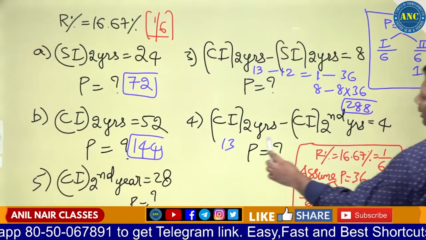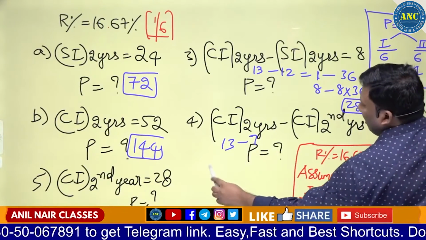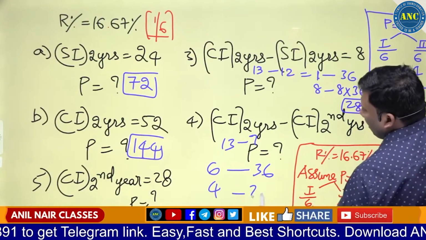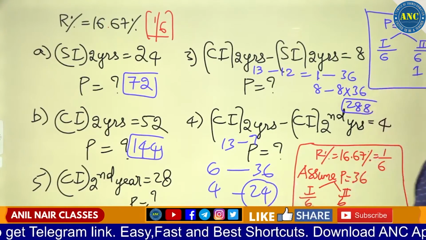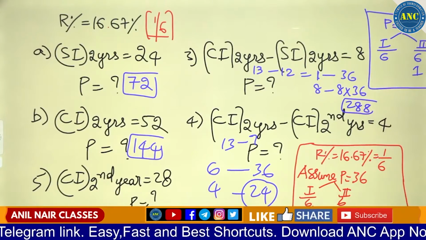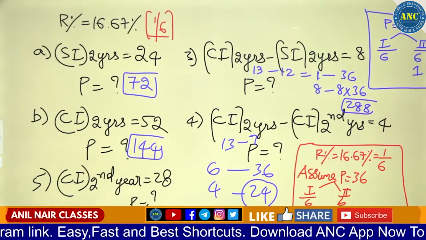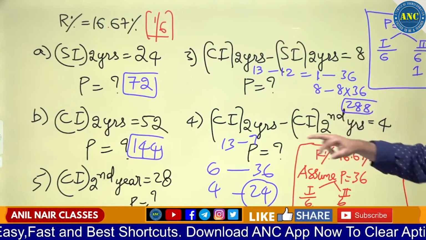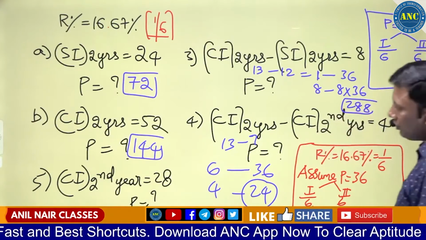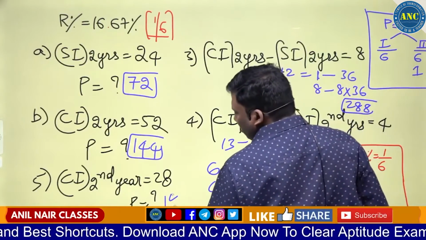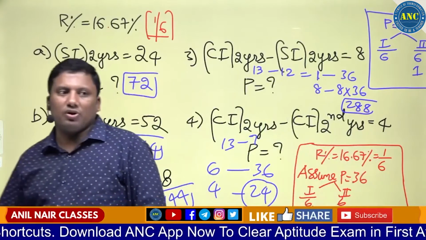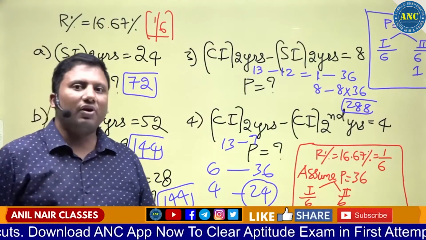CI for 2 years, it is 13. CI for second year, it is 7. 13 minus 7, 6 is giving you 36. 4 will give you 24. Are you all with me? Very, very easy question. CI for second year, 6 plus 1, 7. 7 is giving you 28. 7 4s are 28, so 36 4s are, I will get 144.